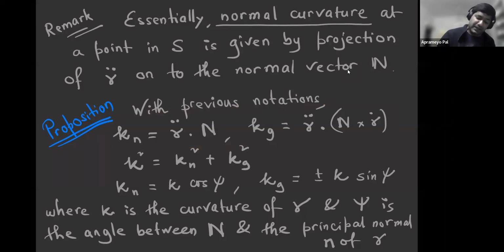Okay. And how do we get then k square equal to kn square plus kg square? How do we get this? Any idea?